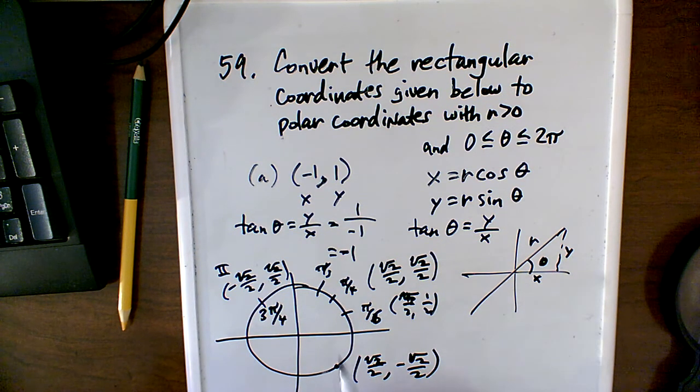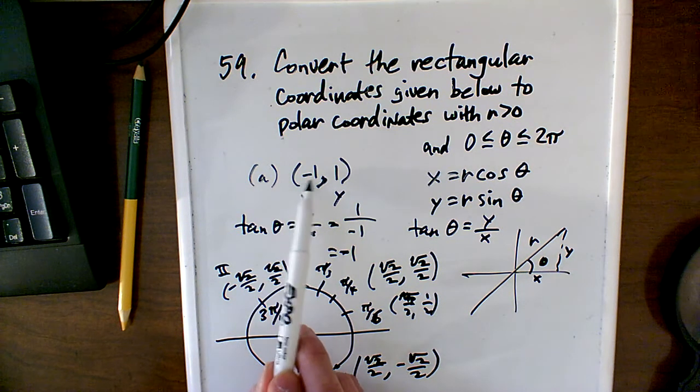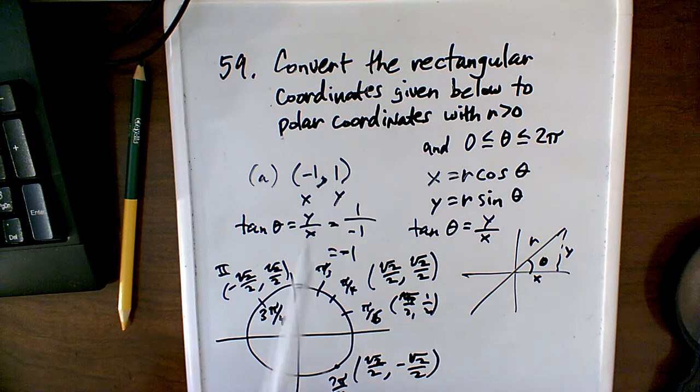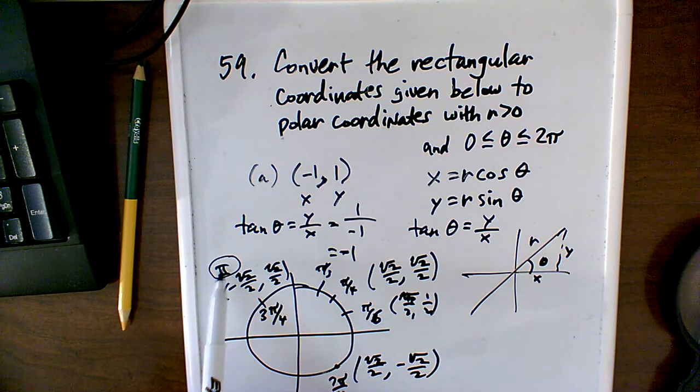So which one is it? Well, we go back to the fact that we know our x is -1, our x is negative, and our y is positive, so it has to be quadrant 2. If it was the other way around, it would be down here. So now we know what we're dealing with. We're dealing with this quadrant here. So we know our theta is 3 pi over 4.